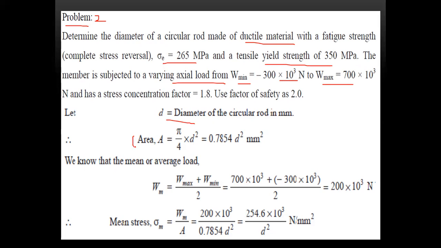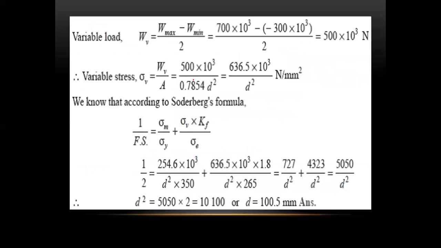Area is equal to pi by 4 d square. Next, the mean average load Wm is equal to W max plus W minimum by 2. The mean stress is sigma m. Then the variable load Wv is equal to max minus minimum by 2. Next, the variable stress sigma b is equal to Wv by A. Substituting these values, we get 636.5 into 10 to the power of 3 divided by d square.